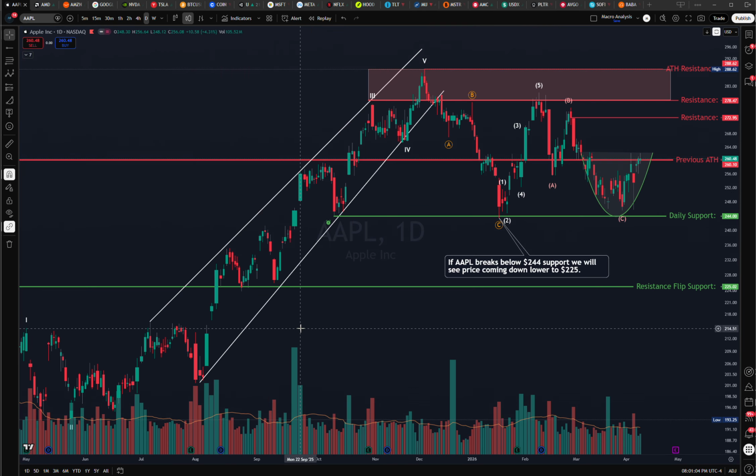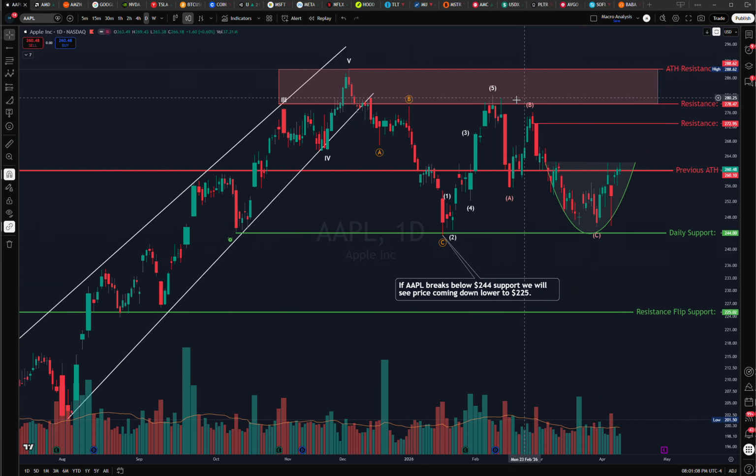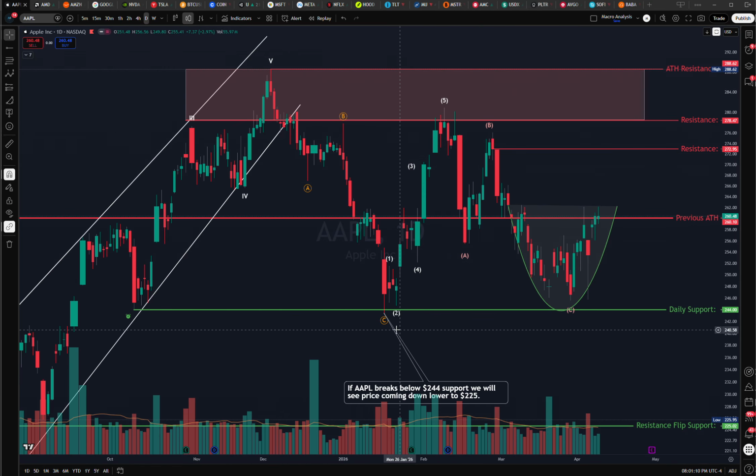Okay, let's look at some stocks really fast. This is Apple. Apple has completed a 5-wave move to the upside and completed an ABC retracement to the downside. Is it possible for Apple to continue making newer lows? Yeah, it's possible. Right now, this is what I'm looking at for Apple.